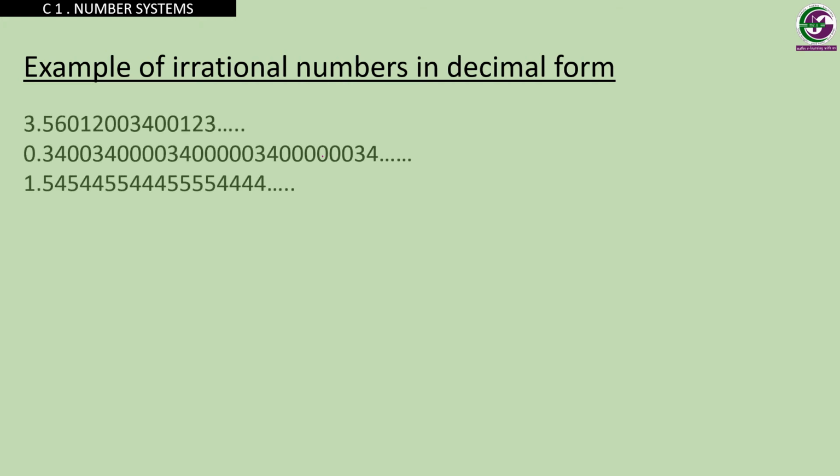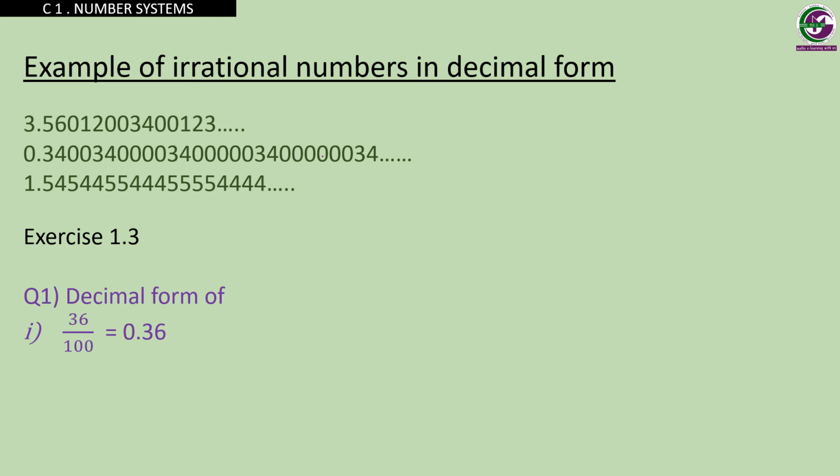Okay, now let's see more examples of irrational numbers in the decimal form. Here there are some examples. Have you noticed they are not ending and they are not repeating in a specific pattern? Let's see the exercise now.